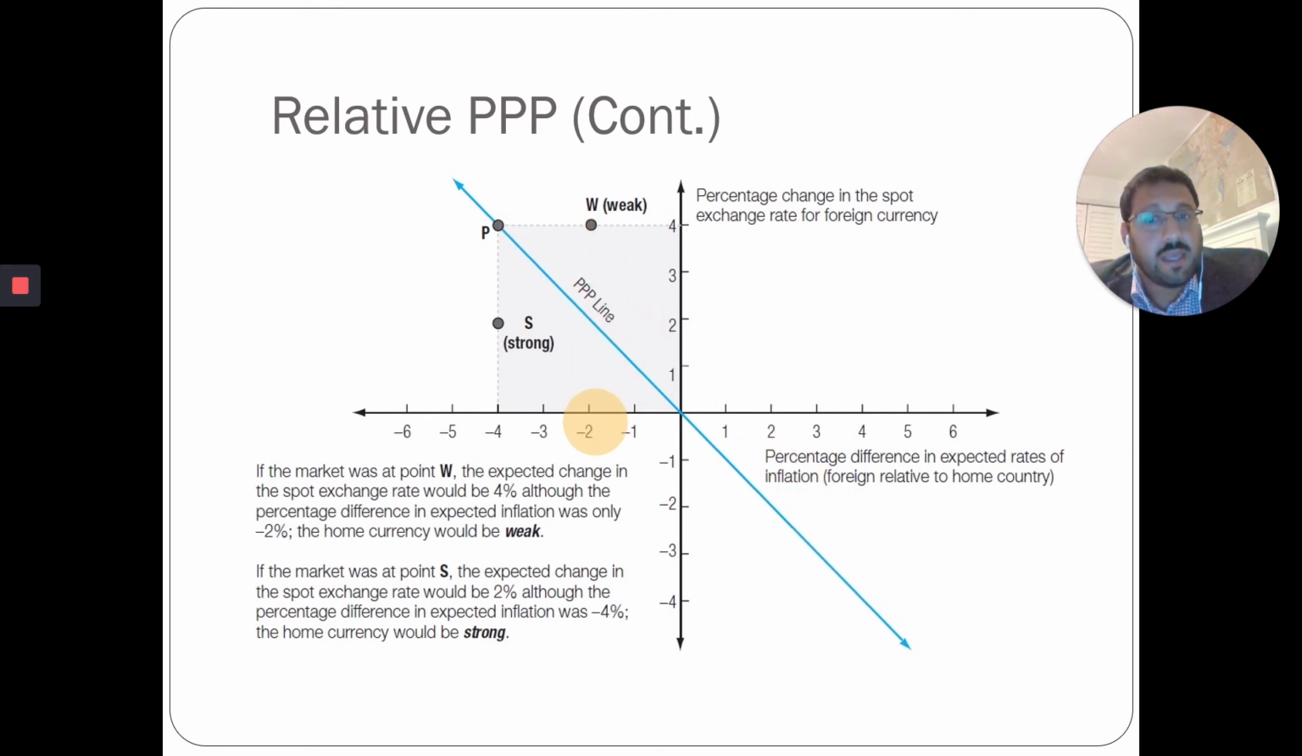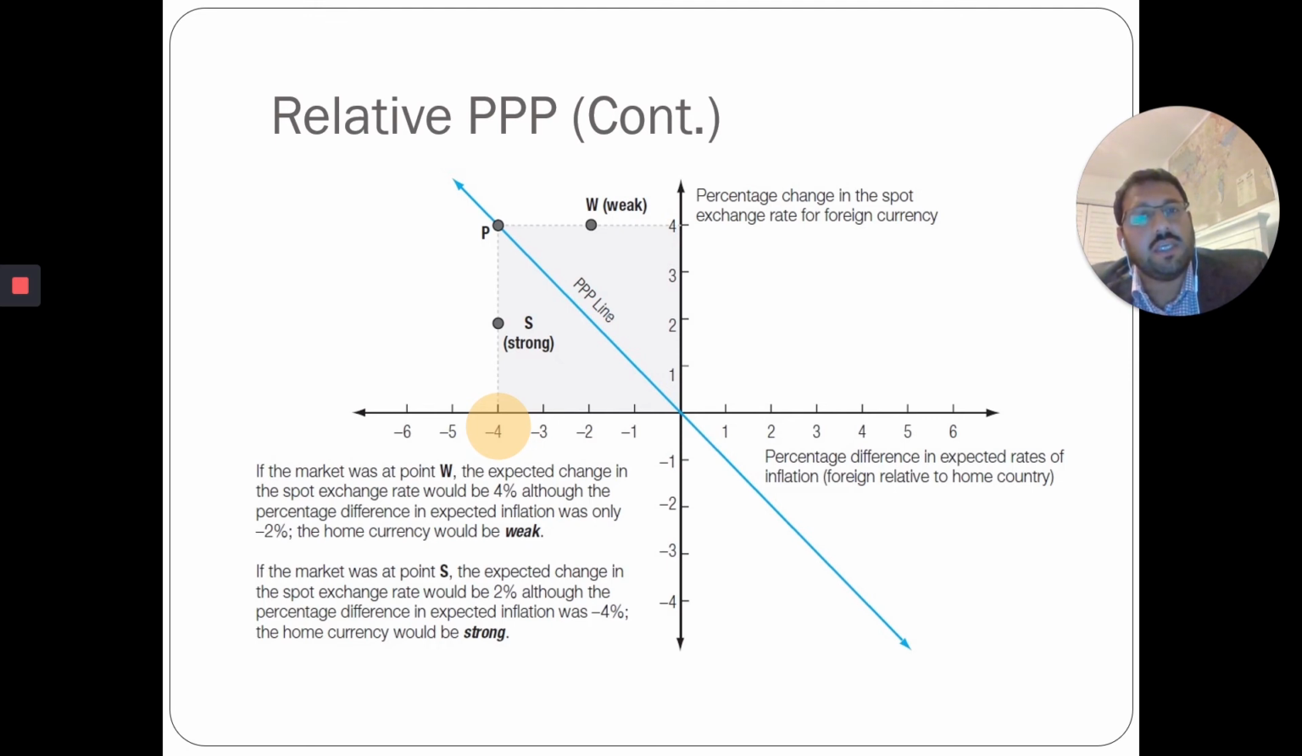But say in Japan the inflation is 2% less compared to the inflation in the USA, and its currency appreciates by 4%. It means that the Japanese yen becomes overvalued and the US dollar becomes undervalued, so it becomes a weaker currency. This is over at point W. Weak means that the home currency is the weaker currency, because the foreign currency, which is the Japanese yen in this case, becomes overvalued.